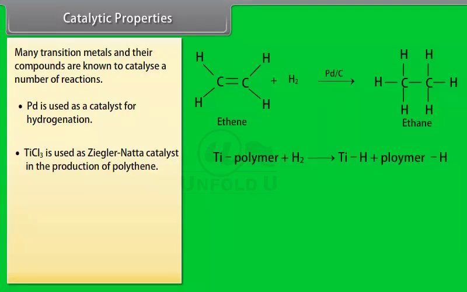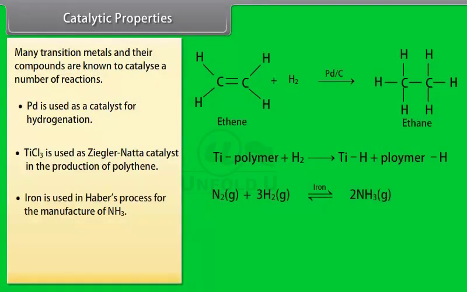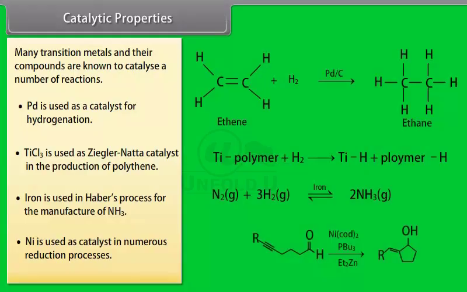Titanium trichloride is used as Ziegler-Natta catalyst in the production of polythene. Iron is used in Haber's process for the manufacture of ammonia. Nickel is used as catalyst in numerous reduction processes.